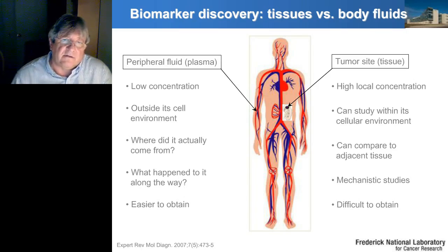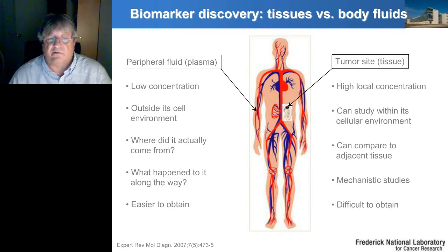Here I have listed the differences in what sample you would use. If you use peripheral fluid, plasma or serum or blood, the biomarker is in low concentration because this is a 4 liter dilution. The biomarker is outside of the cellular environment. We don't know where it's actually coming from and what has happened to this biomarker.